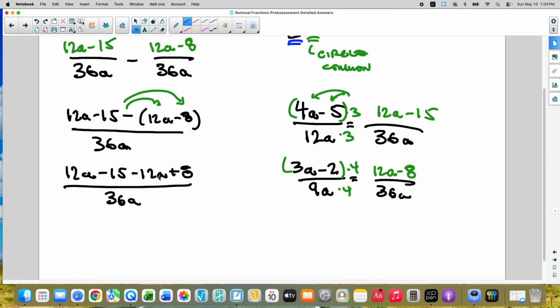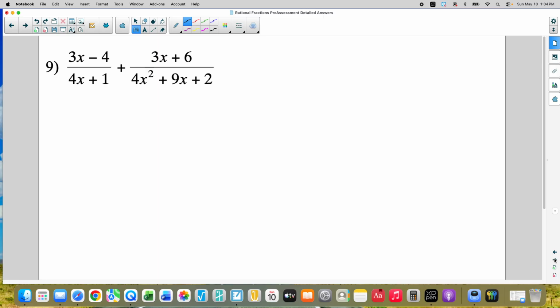The 12a and the negative 12a cancel. Negative 15 and 8 gives me negative 7 over 36a. Okay, good. Don't think I made any mistakes there.